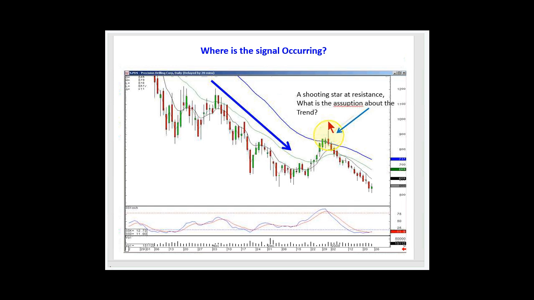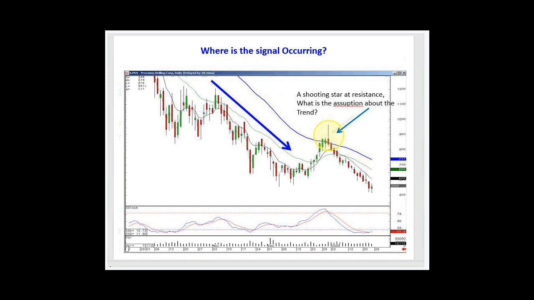The fact that they did a shooting star, one of our 12 major signals, and then opened lower the next day, they were resisting at the 200, this downtrend, at the 50, this downtrend is still likely in progress.